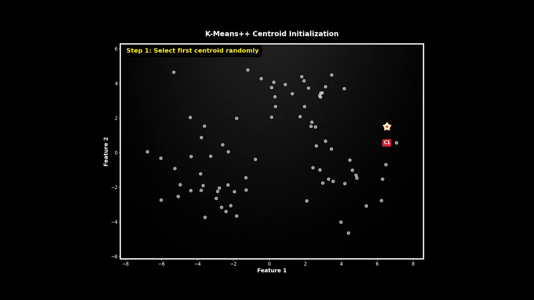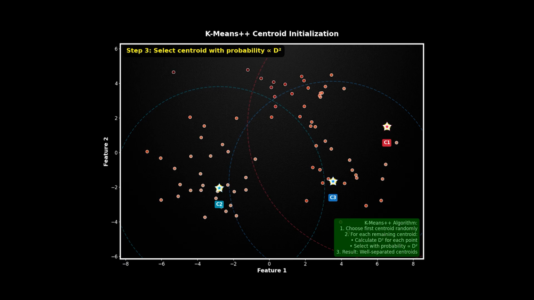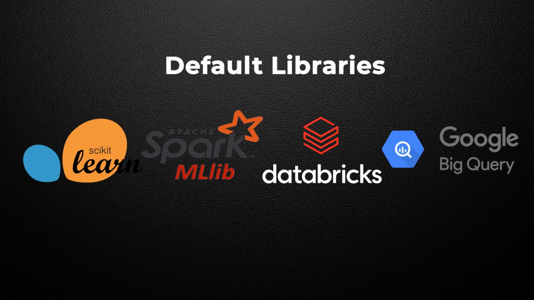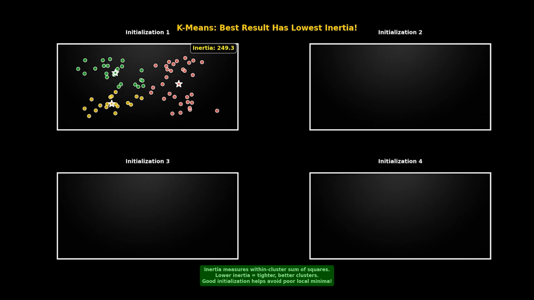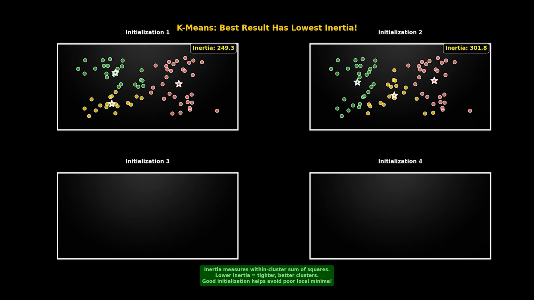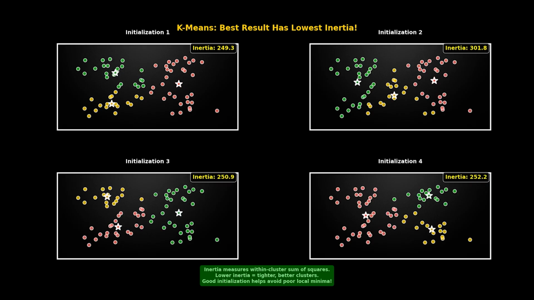A widely used improvement is K-means++, where you pick the first centroid at random and then pick each next centroid with a probability that is proportional to the squared distance from the nearest chosen centroid. This spreads out the centroids and reduces the bad starts. It's the default in many libraries. If you're not sure about your solution, you can run K-means multiple times with different seeds and keep the solution with the lowest inertia.